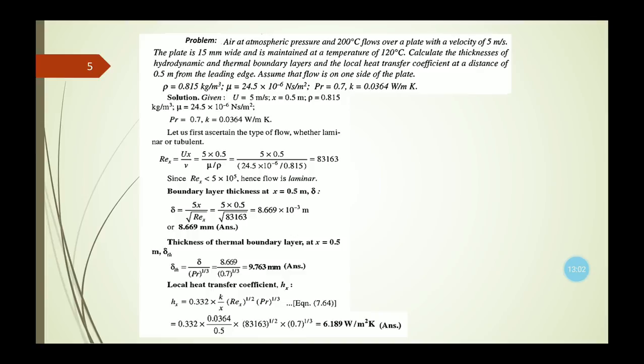So what are the values given in the question? The value of density is given as 0.815 kg per meter cube. Dynamic viscosity is given as 24.5 times 10 to the minus 6 Newton second per meter square. The Prandtl number is given as 0.7 and the thermal conductivity is given as 0.0364 watt per meter Kelvin. These are the things given and we need to calculate delta, delta TH and Hx.